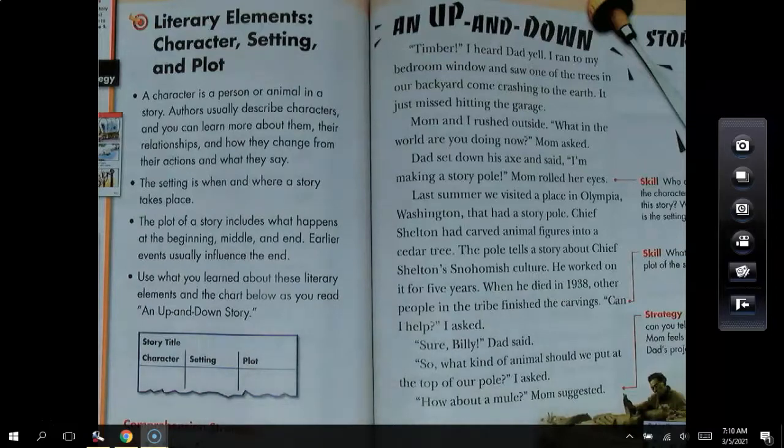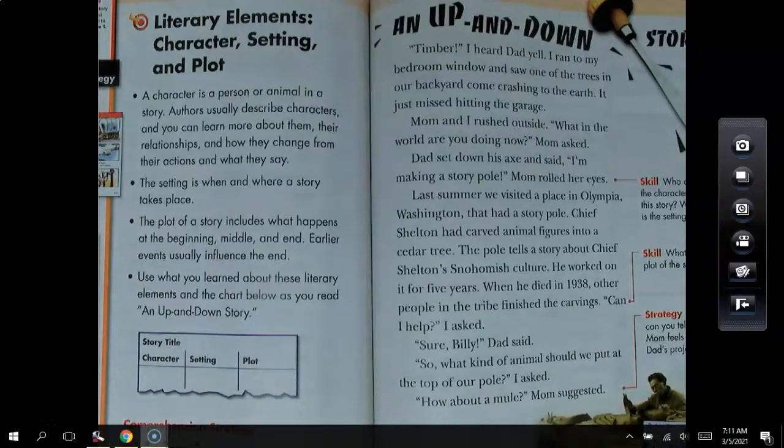So when we talk about literary elements, we talk about different things such as characters, setting, and plot. Now when we talk about all of those things, these are the things that we put together. They're just pieces that we put together to make the entire story. So let's break it down. Let's first talk about characters. Characters are people or animals within a story.